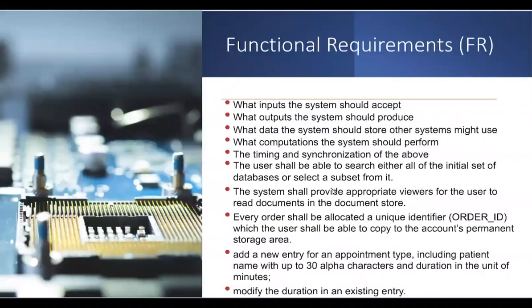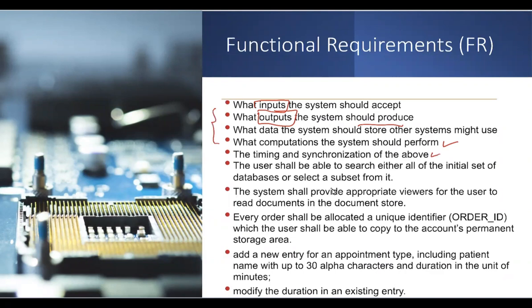Let's have a look at different examples of functional requirements. Functional requirements are those aligned to what the system would do to satisfy the user need. Examples like what input the system should accept. This is a functional requirement because we're talking about the functionality of the system in terms of the input. We could even talk about the output that the system should produce, what data the system should store, what other systems might use it, what computation the system should perform, and the timing and synchronization of all the above, which include the input, output, and the data.